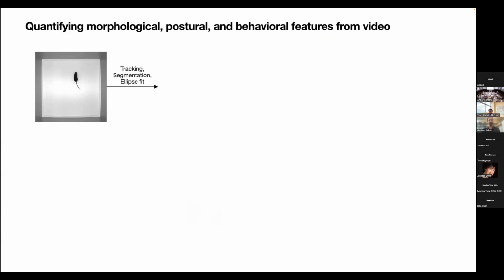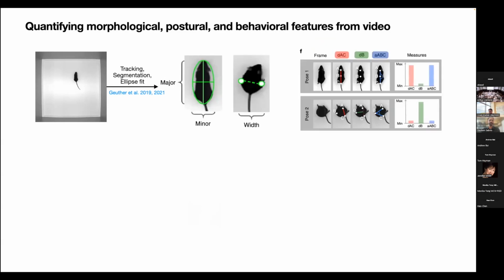So how do we go about quantifying morphological, postural, and behavioral features from video? We start with an hour-long top-down video of a freely moving mouse in the open field. The open field video is processed by a tracking network and a segmentation network to produce an ellipse fit of the mouse per frame of the video. We use the fitted ellipse to extract morphometric features, such as the length and the width of the mouse. We also extract engineered features, like how much a mouse can bend, the spinal flexibility.